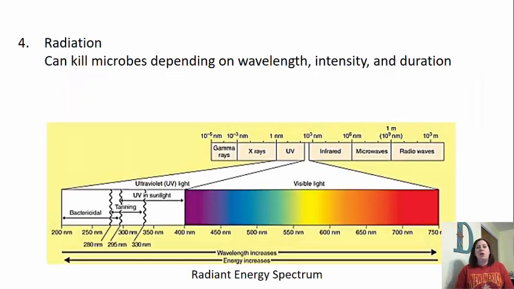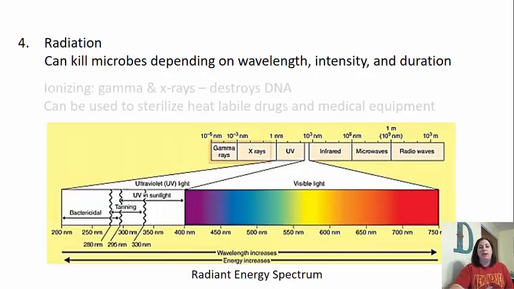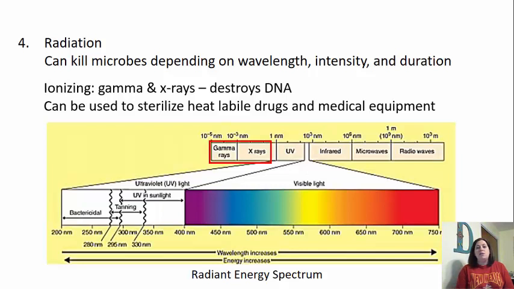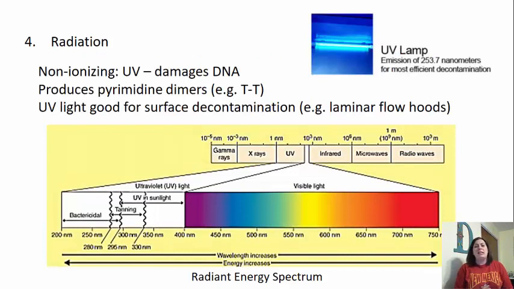So with radiation, it can kill microbes depending on the wavelength, the intensity, and the duration that it's exposed to this radiation. When we look at ionizing radiation, this is going to be the radiation that has the higher intensity, the shorter wavelength. These are going to include the gamma rays and the X-rays. They can be used to sterilize heat-labile drugs and medical equipment, but the reason for this is they do alter the DNA. This is why you should not expose yourself to gamma rays and X-rays. If you get X-rays occasionally, it's not that big a deal, but that person who is the X-ray technician, they need to protect themselves if they're giving hundreds of X-rays a day. All right, and so these are the ionizing. The non-ionizing would be more like the UV lamps. They're there to damage the DNA.